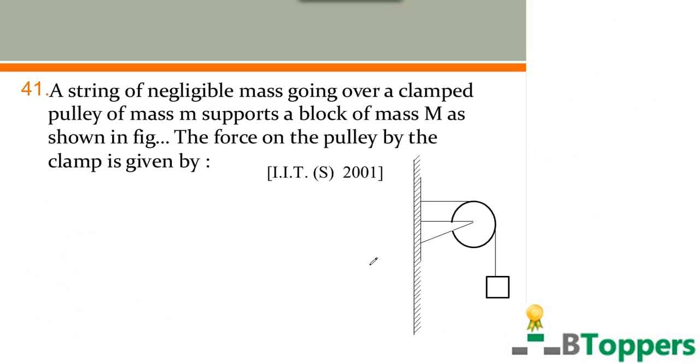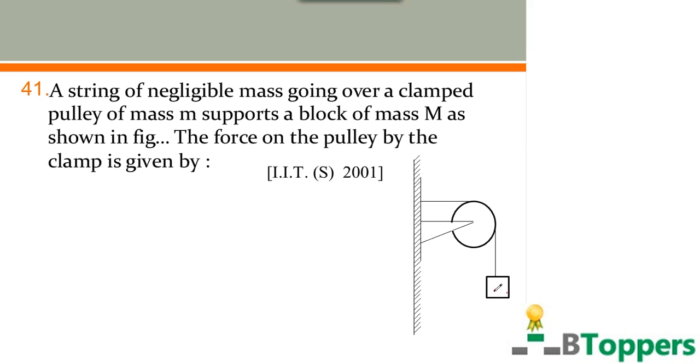See question number 41. A string of negligible mass is going over a clamped pulley of mass small m, supporting a block of mass capital M, as shown in the figure. The force on the pulley by the clamp is given by. Let us consider the forces acting on the block here.